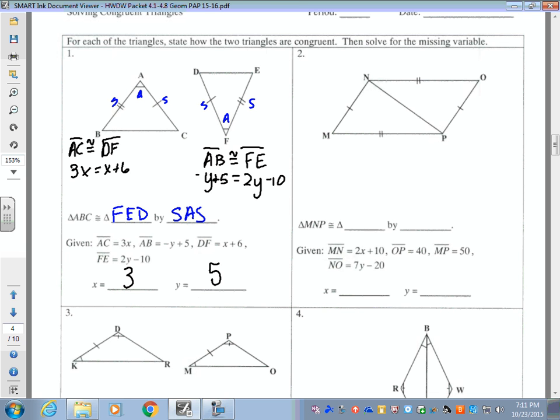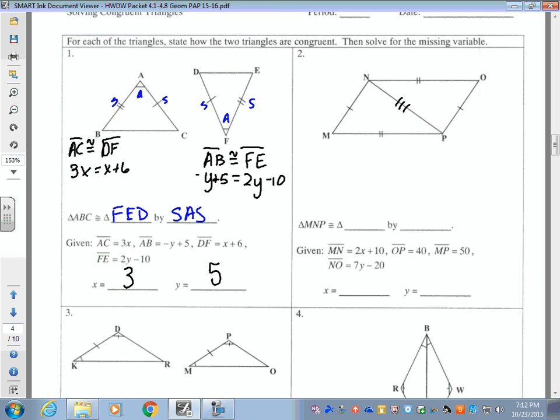Should have got 3 and 5. Hopefully 3 and 5. Alright, so here's one where you have to mark the common side, because we already have 2 sides marked and NP is shared in both of them. So I'm going to put 3 tick marks. And now I'm just going to follow the markings to make sure I write the congruent statement correctly.